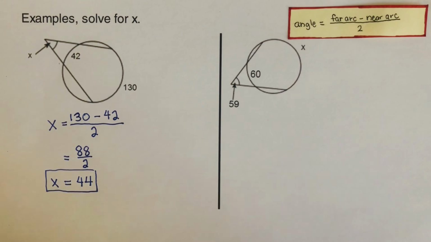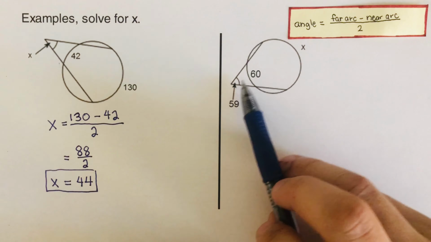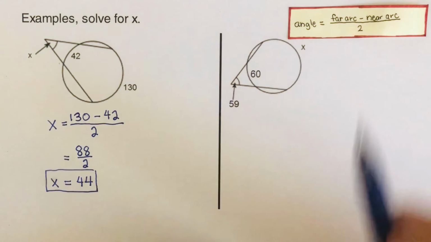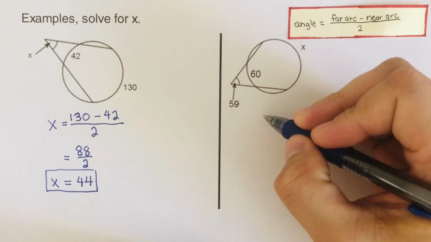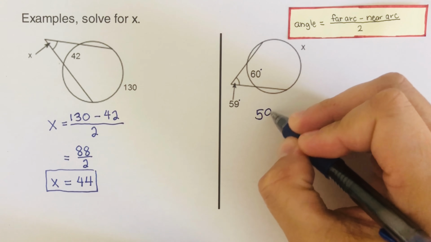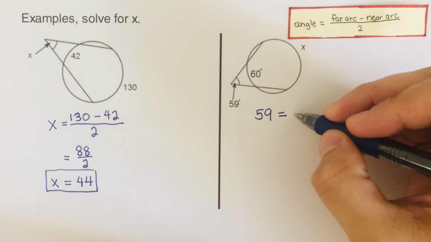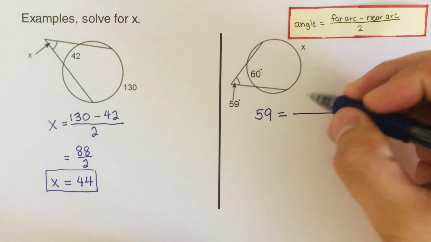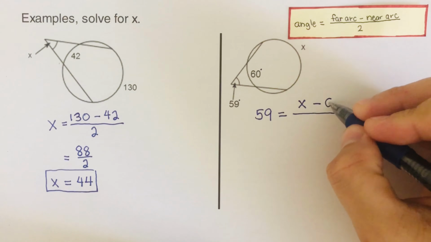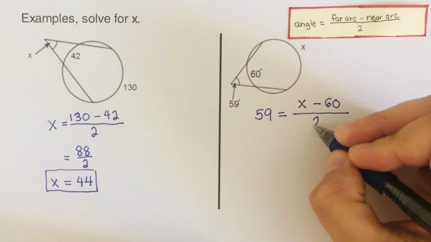Okay, so we go over the problem here. This is our angle, this is the near arc, this is the far arc. So we plug this into this equation here. We start with the angle, which is 59 degrees. So 59 is equal to the far arc, x, minus the near arc, 60, divided by 2. That's part of the equation.